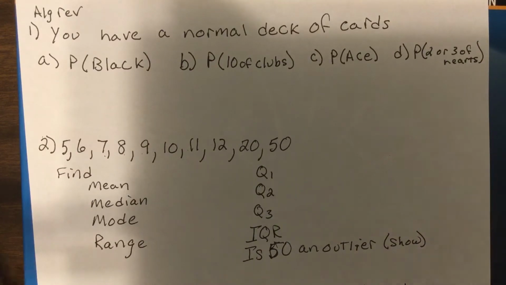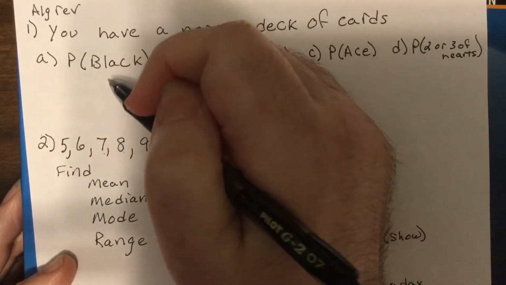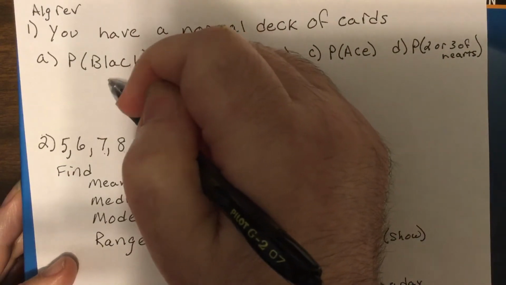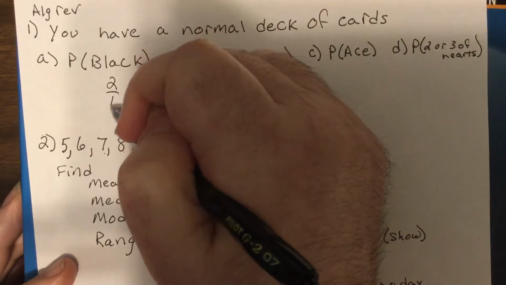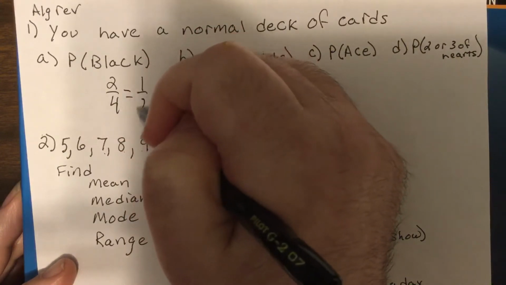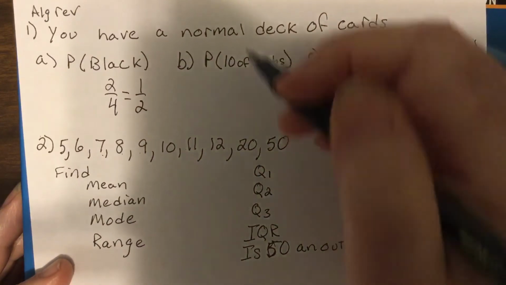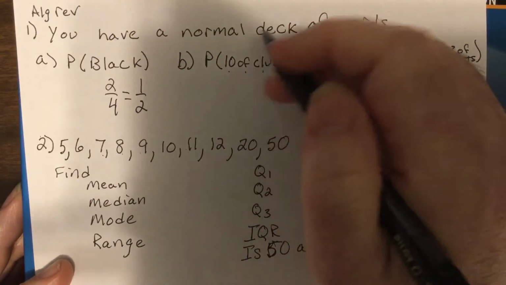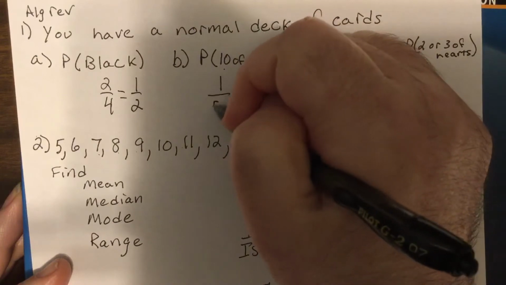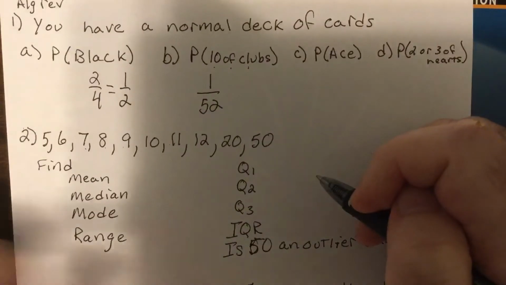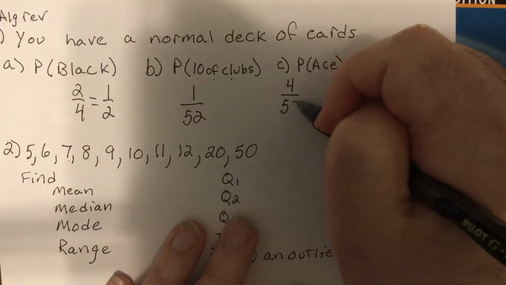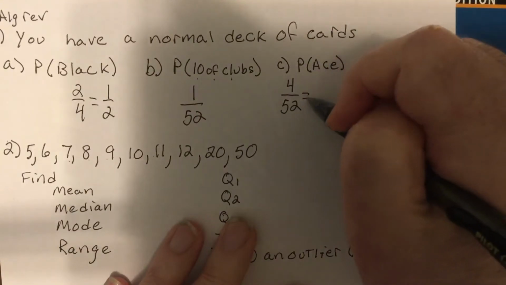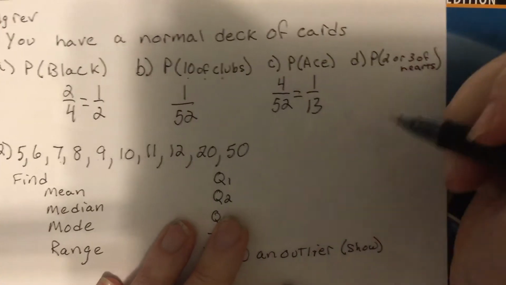Okay, well, normal deck of cards probability, it's black. There's 2 black suits out of 4 suits, so that'd be 2 out of 4, or a half. Or you could say 26 cards out of 52. 10 of clubs, there's only 1 10 of clubs out of 52 cards. Ace, there's 4 aces out of 52 cards, which is 1 out of every 13.